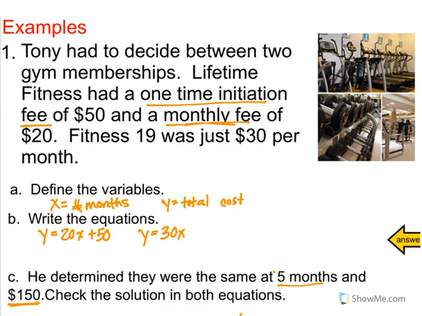So remember that when we're checking, we're plugging in those points. So 150 equals 20 times 5 plus 50. 20 times 5 is 100. 100 plus 50. Does 100 plus 50 equal 150? It does. So because we have the same thing on both sides, we're good to go here. Looking at the next one, 150 goes in for y, right? 5 goes in for x. 30 times 5 is 150. 150 equals 150, so we're good there.